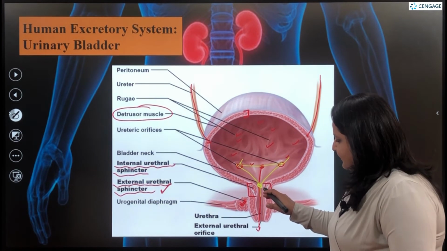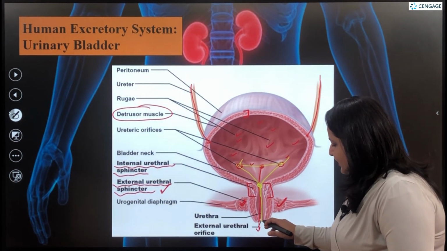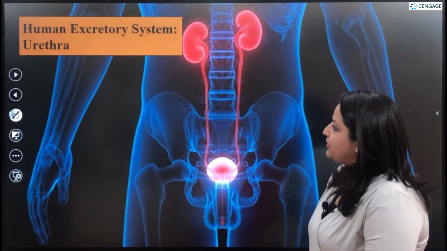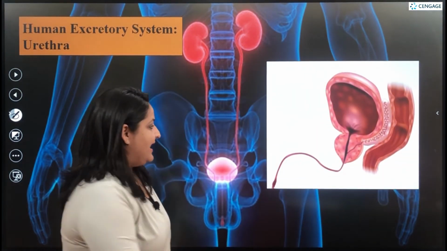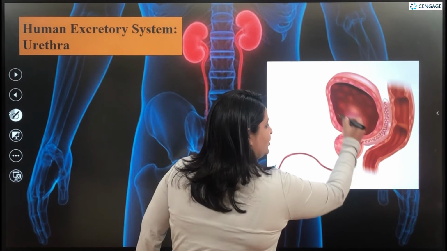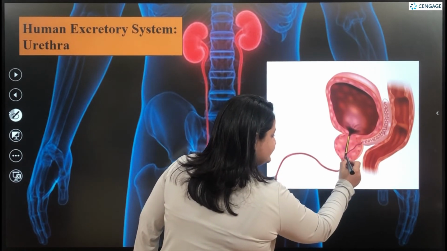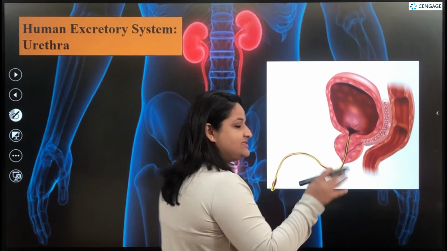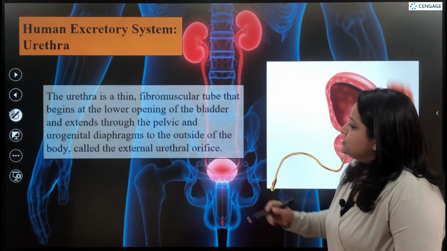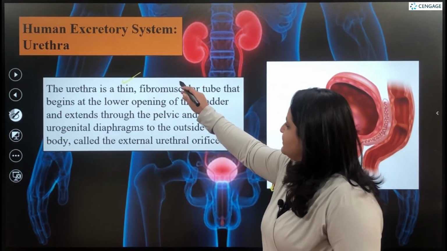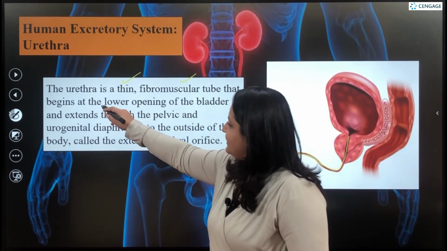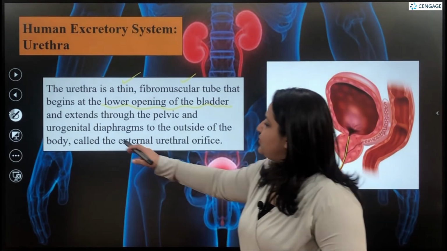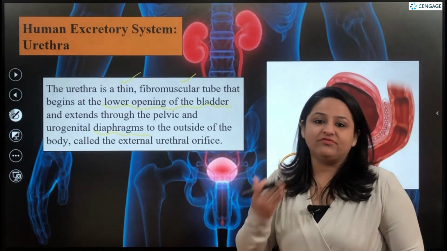Now we can see the bladder is going to give its content, that is the urine, into the urethra. So this tube is the urethra. Now let's study more about the urethra. We can see this is a diagram showing the male urethra. So this is the whole urinary bladder, and this tube is the urethra. In the males, the urethra is present inside the penis. So what is the urethra? It is a fibromuscular tube that begins at the lower opening of the bladder, and it extends through the pelvic muscles as well as through the urinogenital diaphragms to the outside of the body.